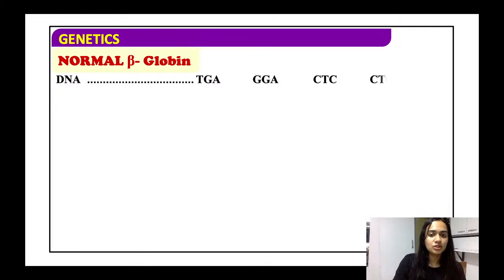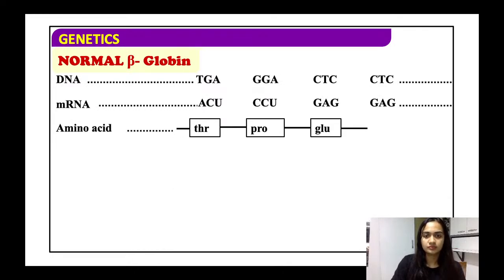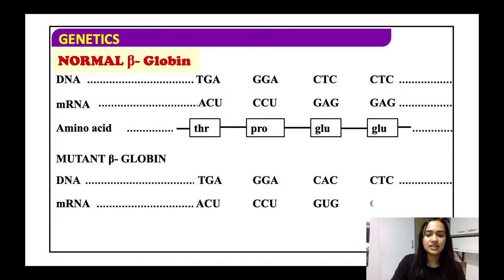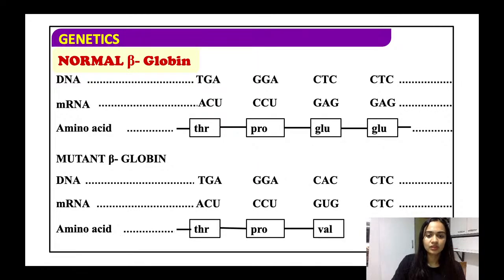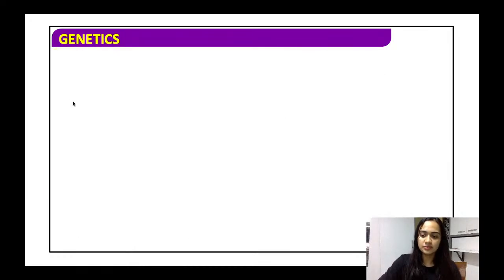Normal beta globin. What is happening? This glutamic acid will be replaced here by valine. You can see glutamic acid here is replaced through valine. All right, you see the change here also. Fine. So this is the DNA, mRNA. This is the mutant beta globin, and this is the normal beta globin.